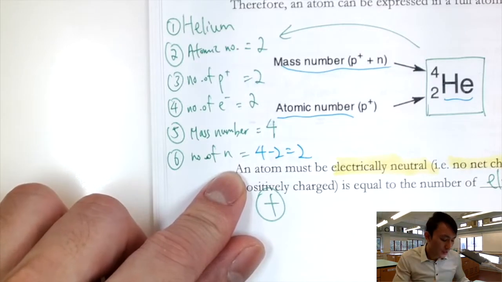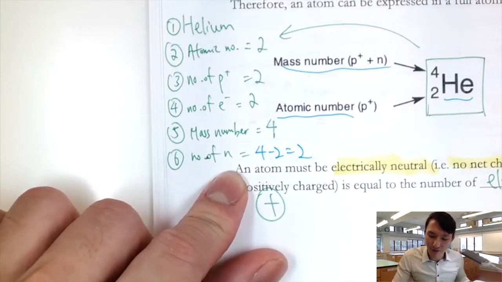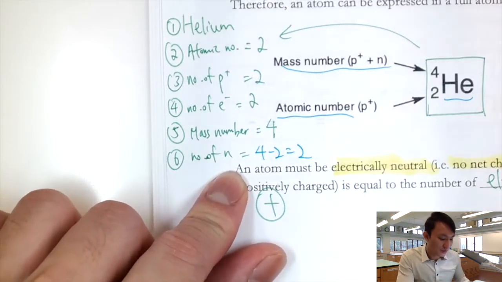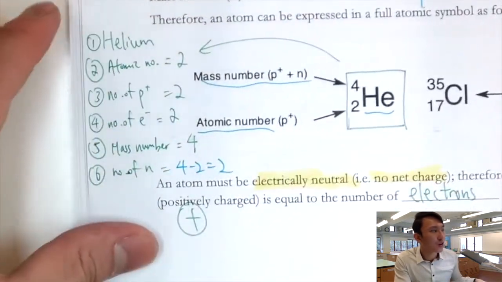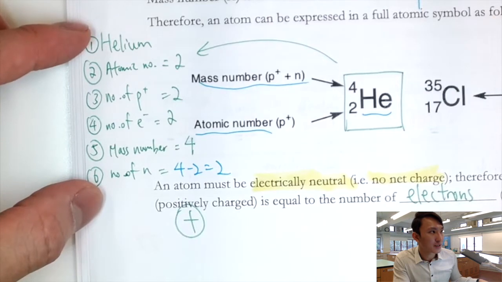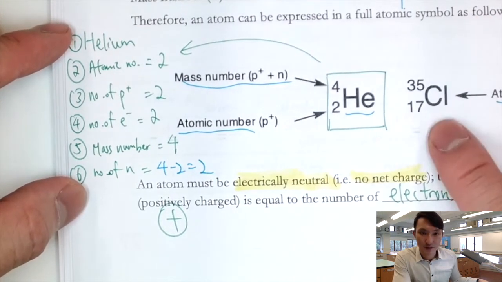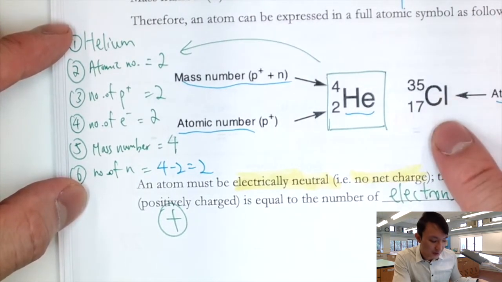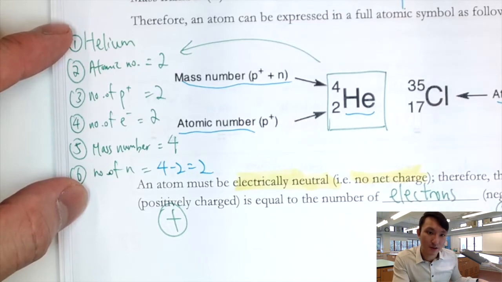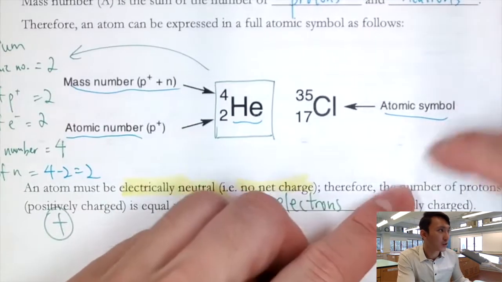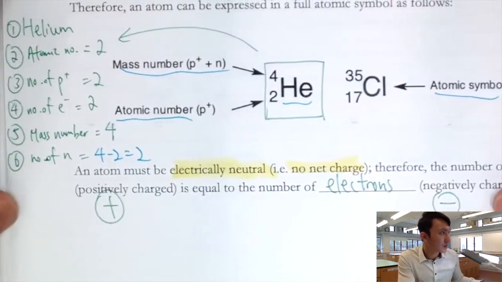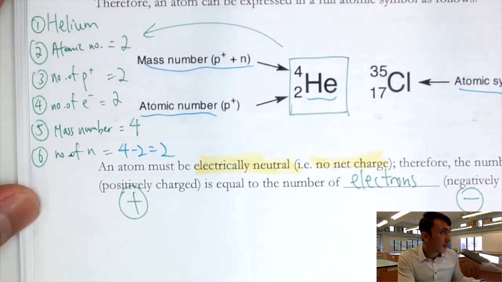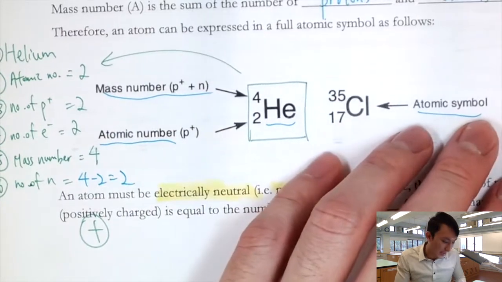Okay, so right now I have a little practice for you. For this one, this is chlorine. Can you also figure out all these 6 pieces of information for this particular atom? You can pause the video and try it yourself. You can write the answer in the empty space here as a practice. Okay, so let's have a look at the answers.